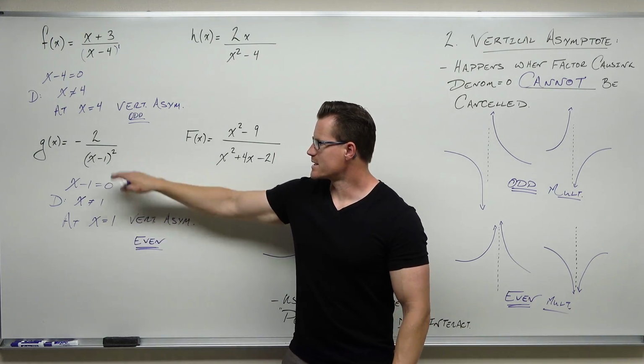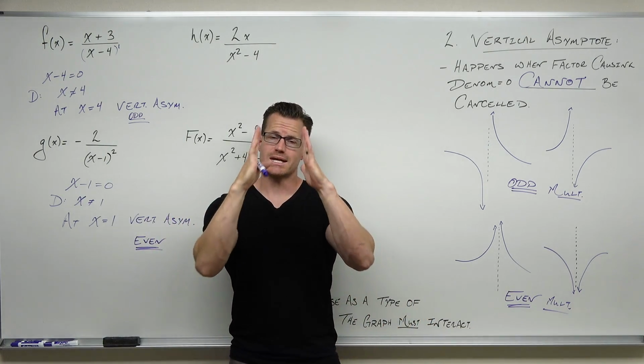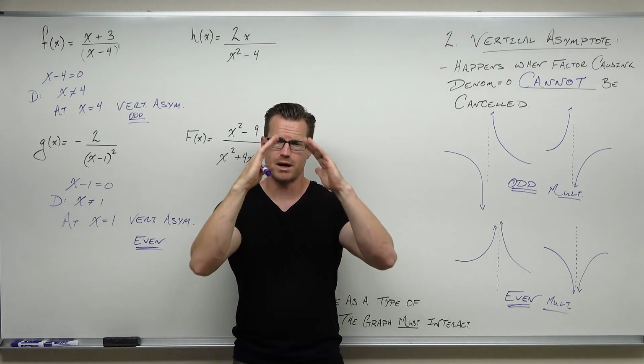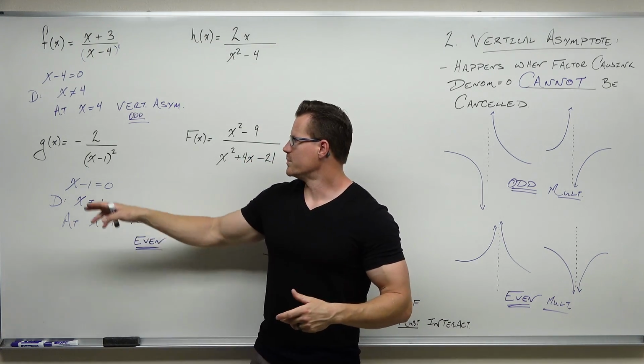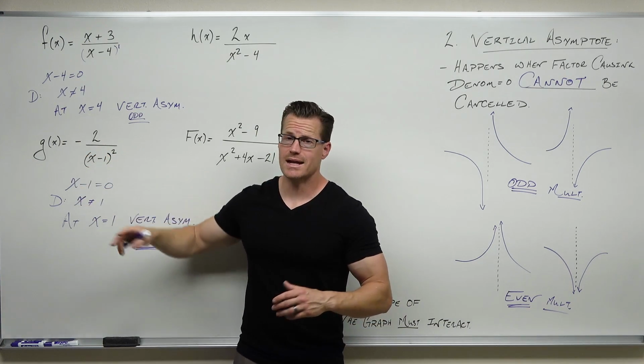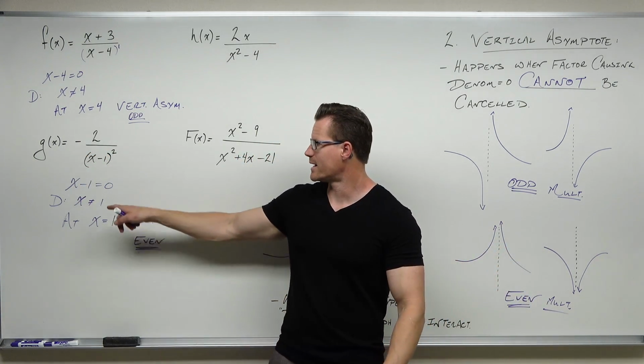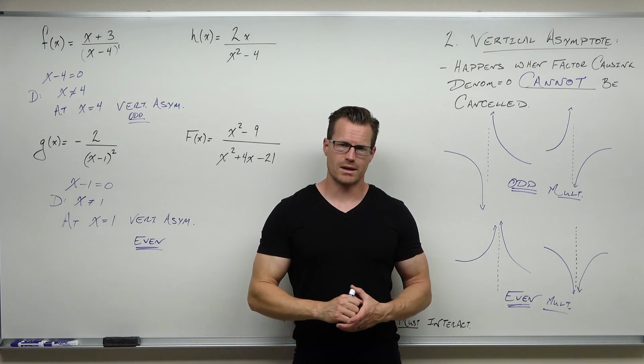So this is a vertical asymptote. It's going to be even, so we're going to have this going to the same sort of infinity, either positive or negative. I know, because I've done the transformations already, that negative makes it go downward. So it's going to look just like this around that x equals 1. We're going to have the vertical asymptote.